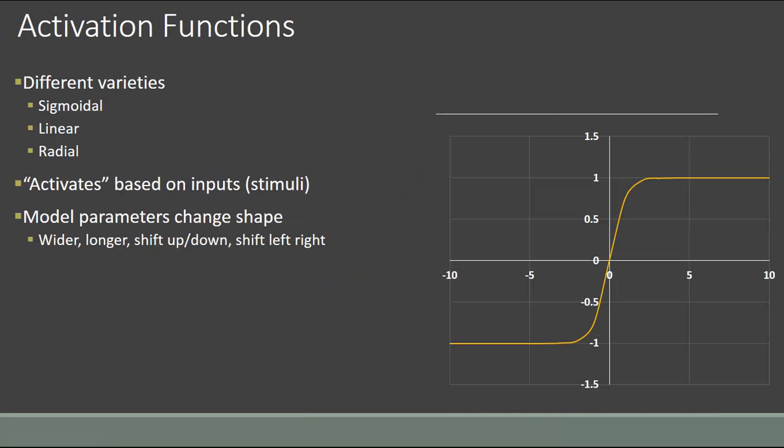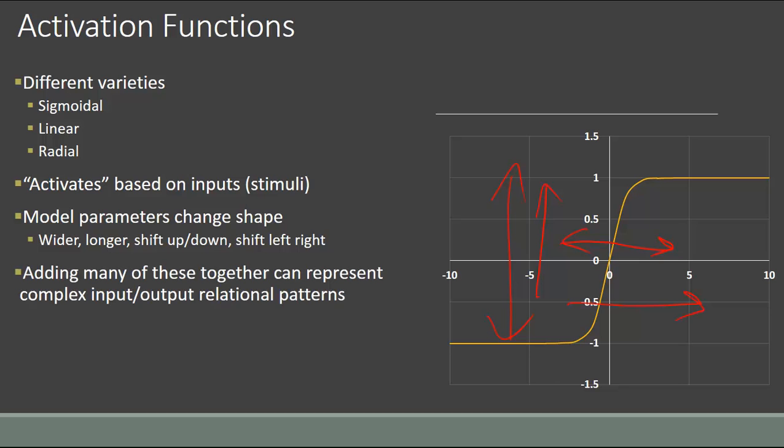The model parameters, those W's that you saw, and there are other parameters in here, can do things like, for each activation function, stretch it out horizontally, stretch it out vertically, shift the whole function up, or shift the whole function one way or the other. Those parameters can really change the shape of all this, and we'll talk more about how you find those parameters later.